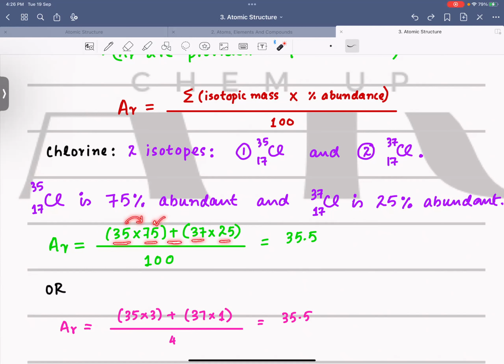And as we are taking percentages, the sample as a whole has 100%. So we divide by 100, and then we get the relative atomic mass.